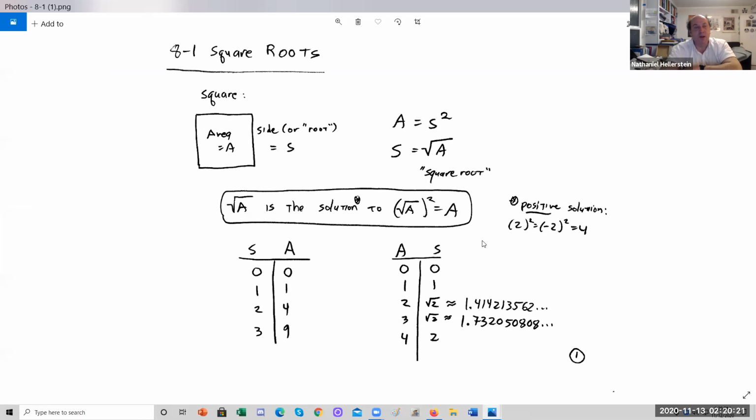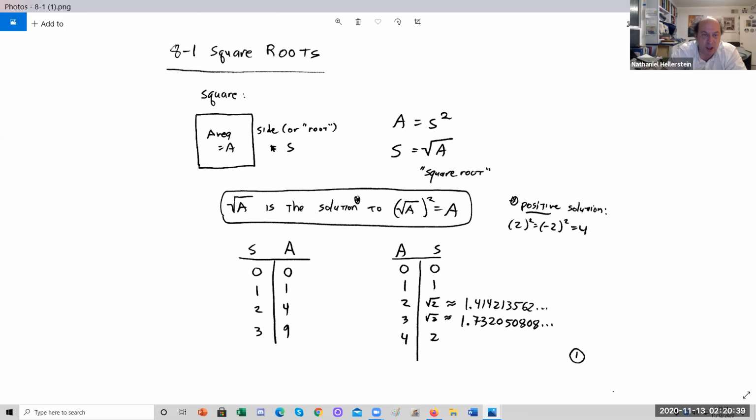Here we talk about square roots. It's a strange name, square roots. I mean, plants don't have square roots. Never mind. So, okay, we start off with a square. It has an area, A, and a side, S. For some reason, the side is also called the root, whatever.